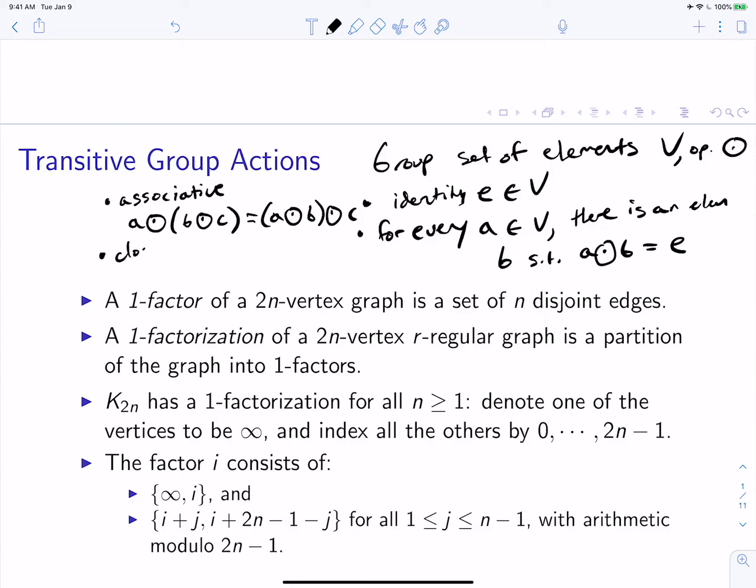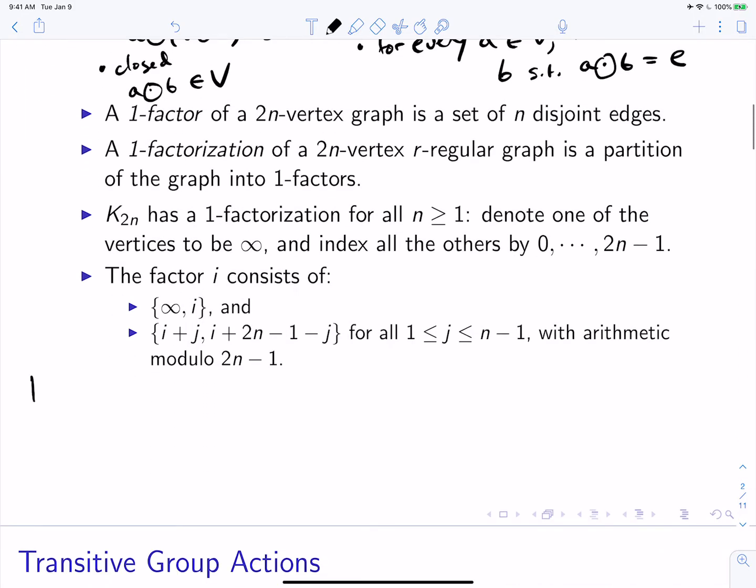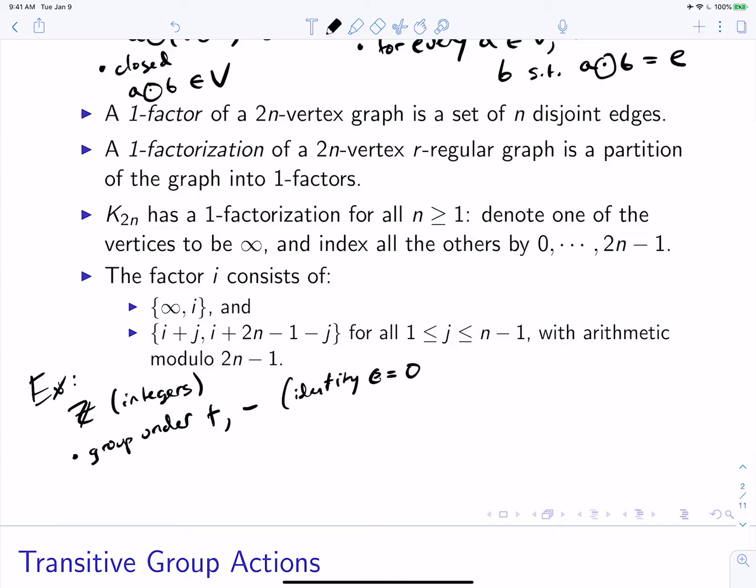And it's closed, which means that if I apply A dot B, it's always within the group. So if I apply the operation to any two elements, you always will get some element of the group. You never leave the group. So for example, an example of a group is the integers. The integers are a group under plus and minus, and that's it. So why is that true? Well, is there an identity? The identity E is 0, because if I add 0 or subtract 0 from anything, it doesn't change anything.